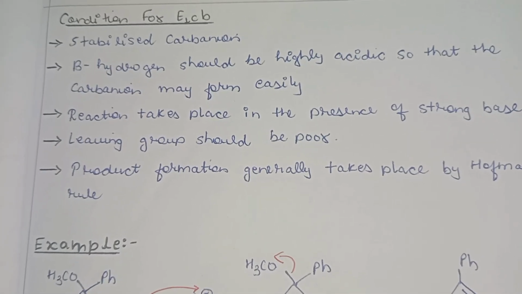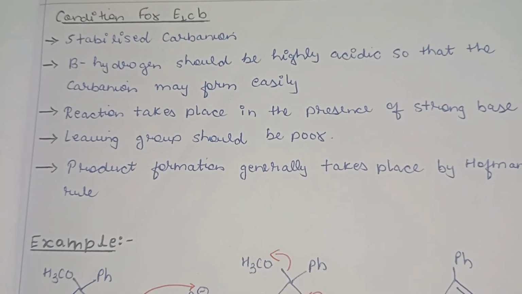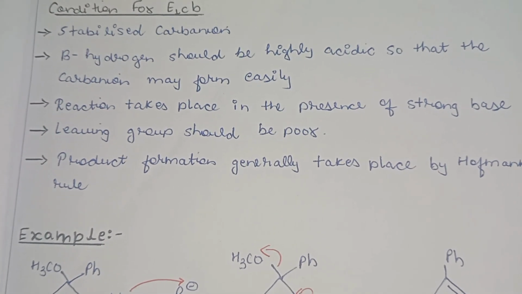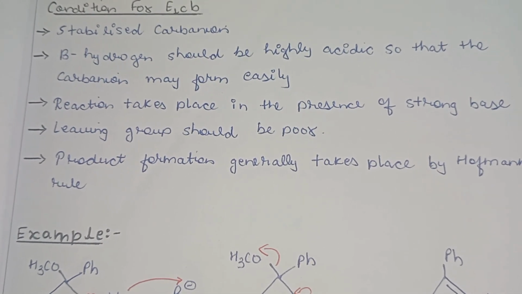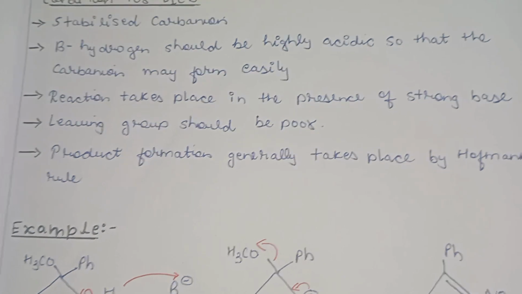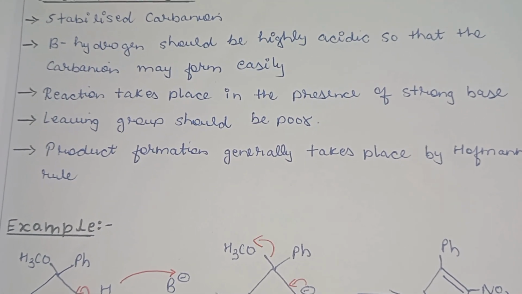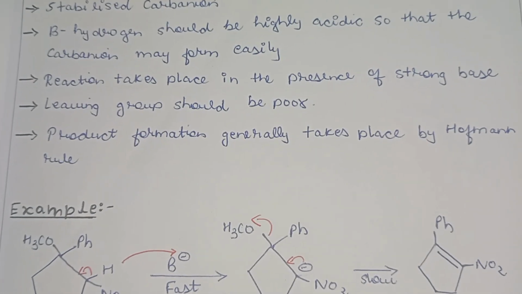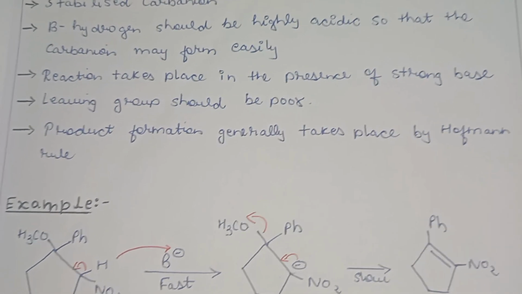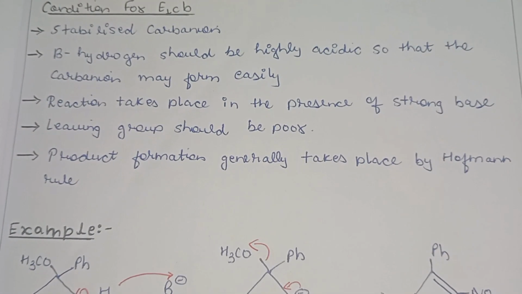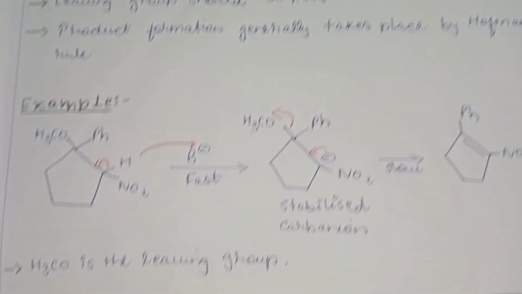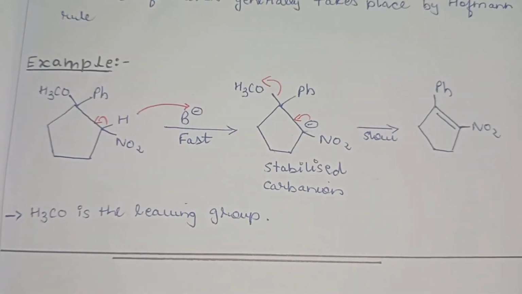Conditions for E1CB. First, stabilized carbanion. Beta hydrogen should be highly acidic so that the carbanion may form easily. Reaction takes place in the presence of a strong base. Leaving group should be poor. Product formation generally takes place by Hofmann rule. These are the necessary conditions for E1CB reaction. This is the example of E1CB reaction.